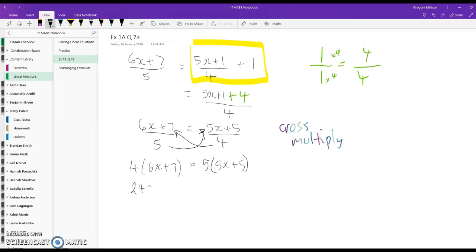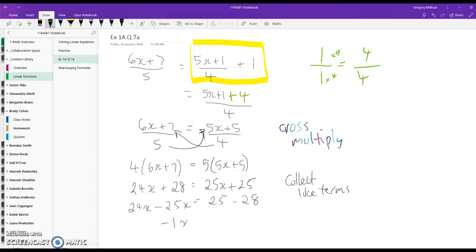So 24x plus 4 7s are 28. 5 times 5 is 25x plus 25. Then we're going to collect like terms. So we're going to move all the x's to one side. Well, this is 25x. Over this side will become 24x minus 25x because it's positive on the right, it becomes negative on the left. Similarly, we have 25 positive, so 28 minus 25... 24 minus 25 is negative 1x. 25 minus 28 is negative 3.